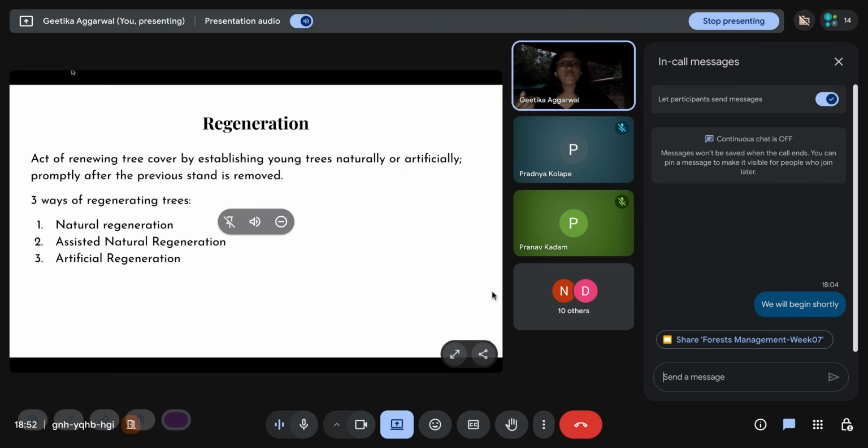Now, we have been discussing regeneration. Now that clear felling has happened in the area, you need to regenerate your forest, right? So, after having harvested the timber from the area, you require regeneration. What is regeneration? We just discussed.